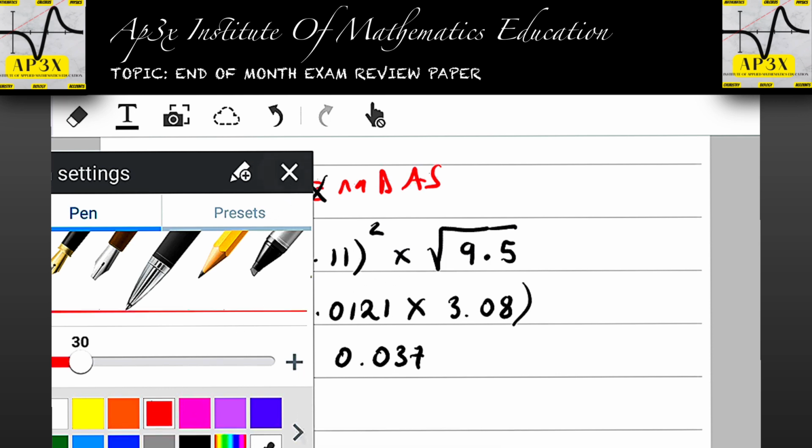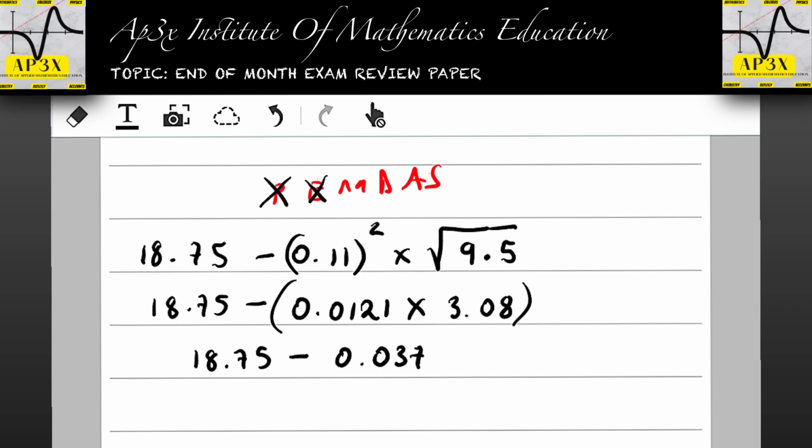And then finally we're simply subtracting: 18.75 take away 0.037, and we end up with 18.71. So our final result here is 18.71, and correct to 3 significant figures, that's in fact 18.7.